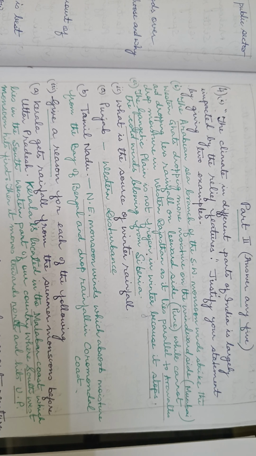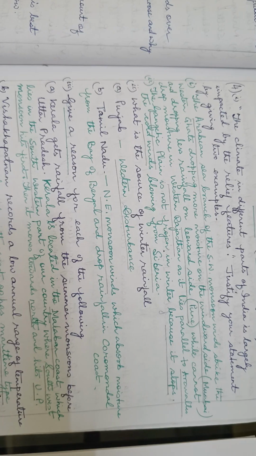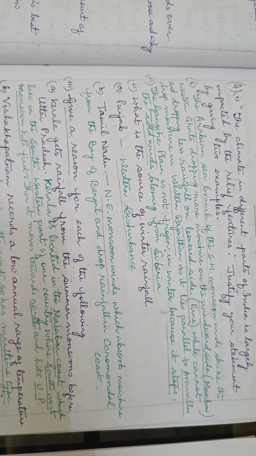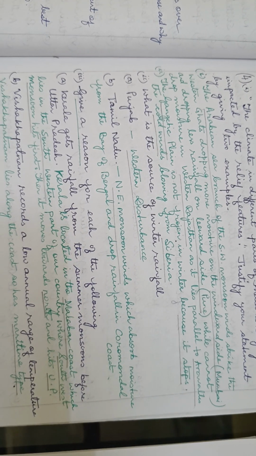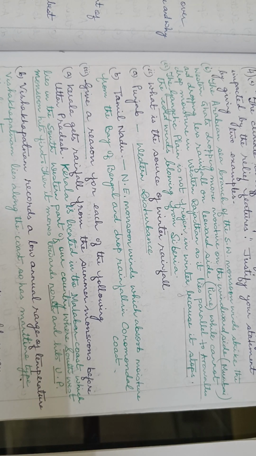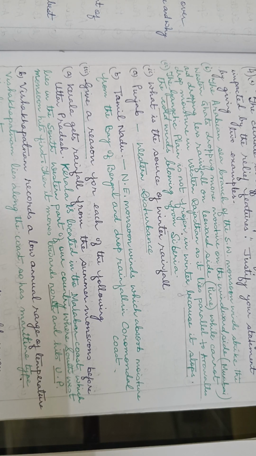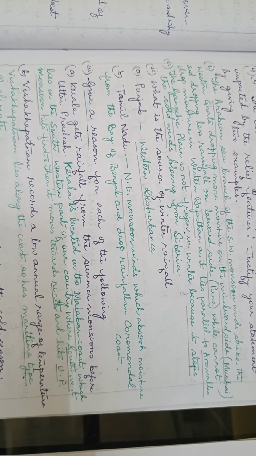Another example: the Gangetic Plain is not frozen in winter because the Himalayas stop the cold winds blowing from Siberia. Roman number 2, the source of winter rainfall: Punjab, western disturbances; Tamil Nadu, northeast monsoon winds, which absorb moisture from the Bay of Bengal and drop rainfall on the Coromandel coast.